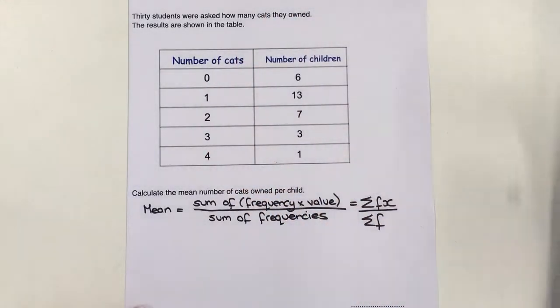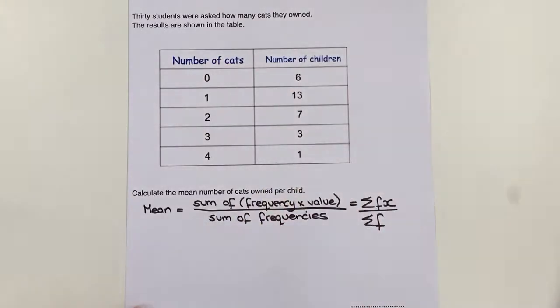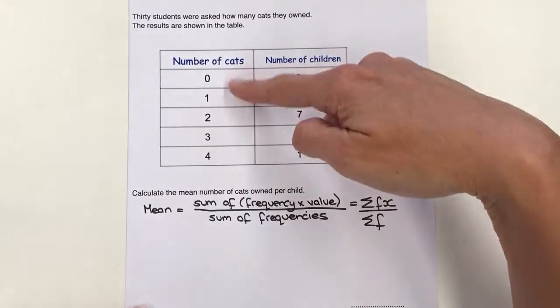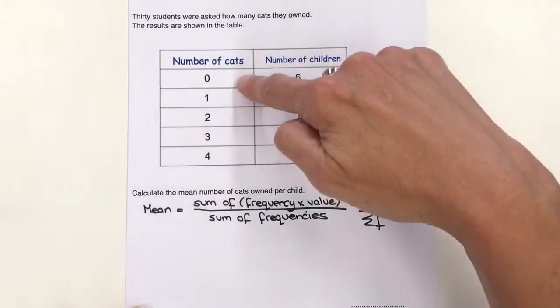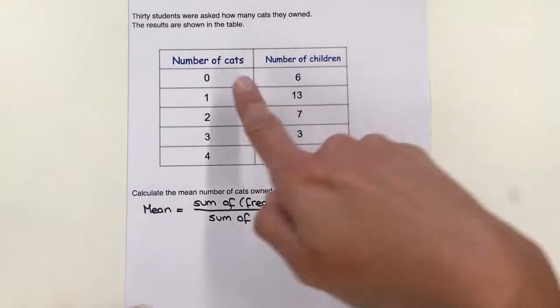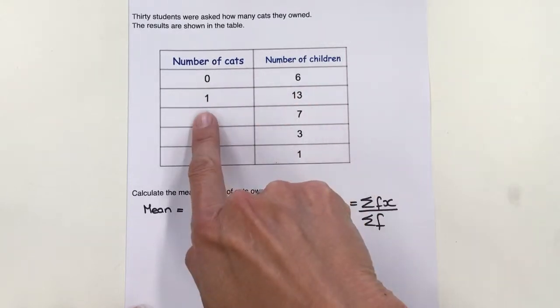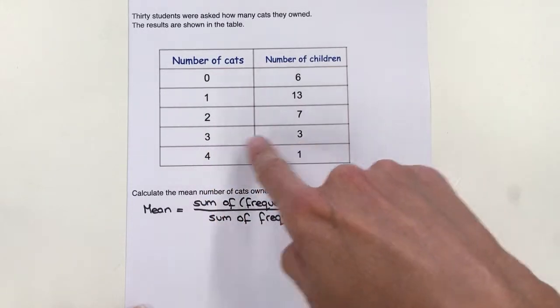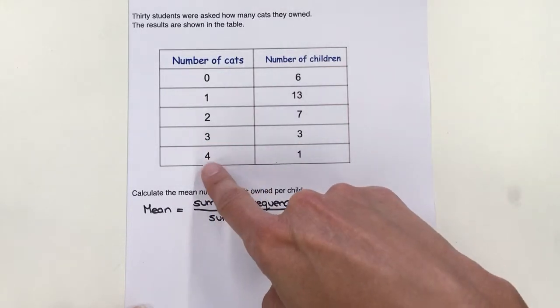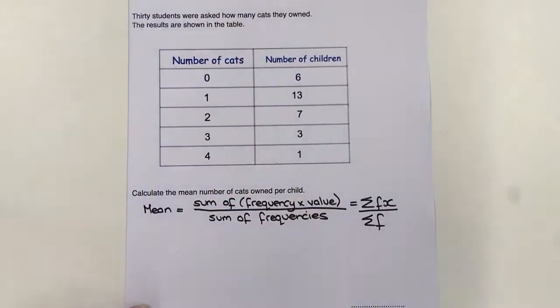So if we went and asked those 30 people how many cats they owned, then there are 0 to 4, so nobody has any more than 4 cats apparently, and some people have 0 cats. So 6 people have 0 cats, 13 people have 1 cat, 7 people have 2 cats, 3 people have 3 cats, and 1 person has 4 cats. So that is how the table is made up.